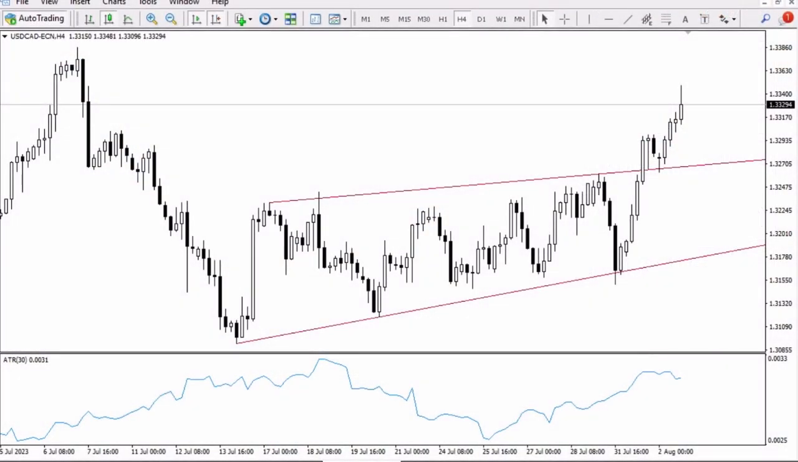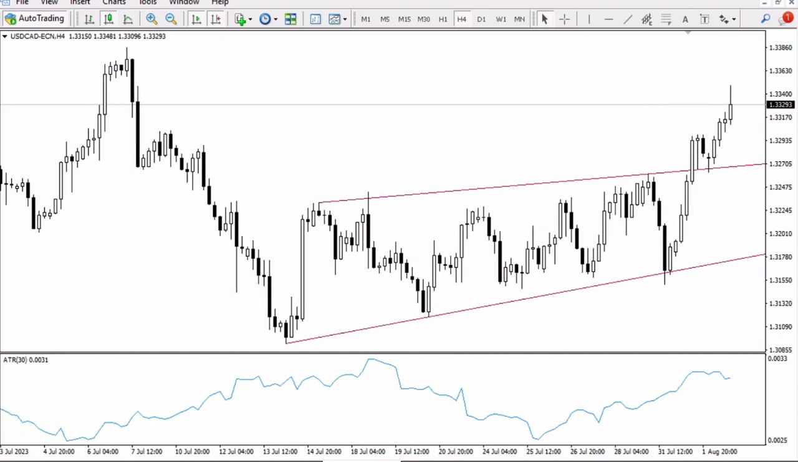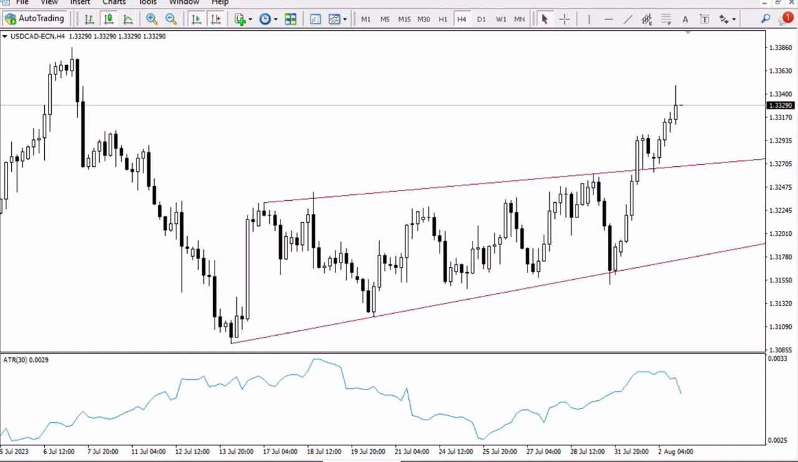All right, guys. So here I am on USD CAD 4-hour time frame, and you remember from the last video where I was talking about breakout that this is the range I was talking about, and I told you that we need a breakout of this range to determine the further direction of this currency pair.